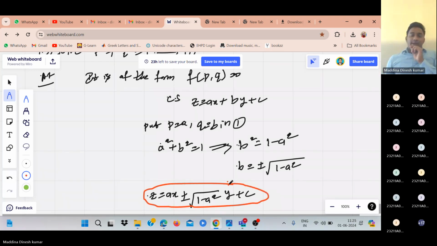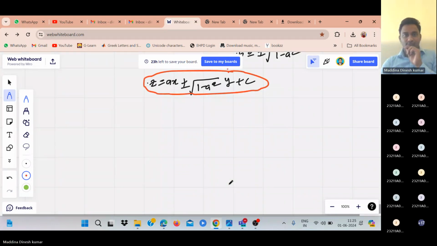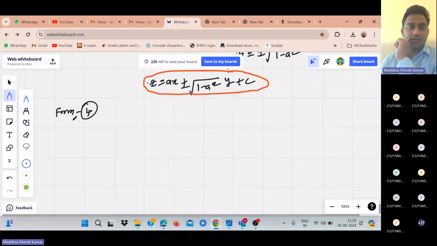Next, I will go for form 4. In total, four types are there. Form 1 I have discussed. Next I will go for form 4, and forms 2 and 3 I will also discuss. Form 4 is the Clairaut's form.